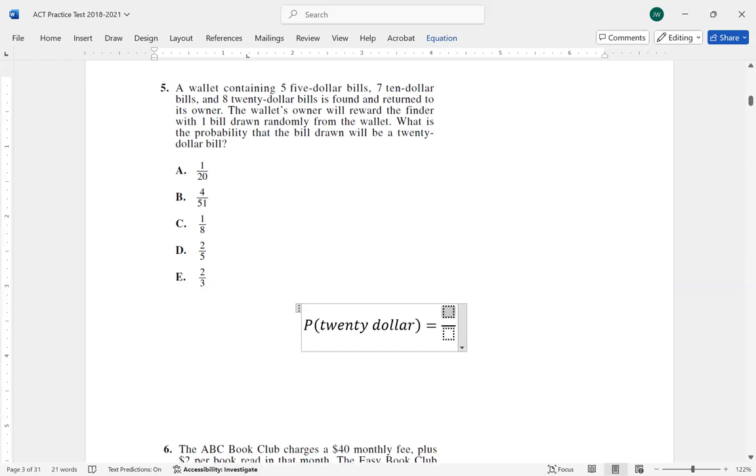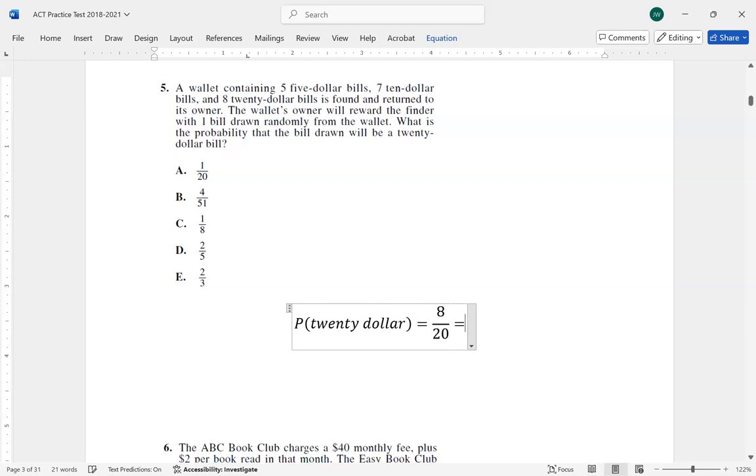Just like in the first question, I have to decide how many options I have total. Since there's 5 $5, 7 $10, and 8 $20, that's 20 bills total. So we're picking out of 20. Of those 20 bills, 8 of those are $20 bills. So my probability is 8 out of 20.